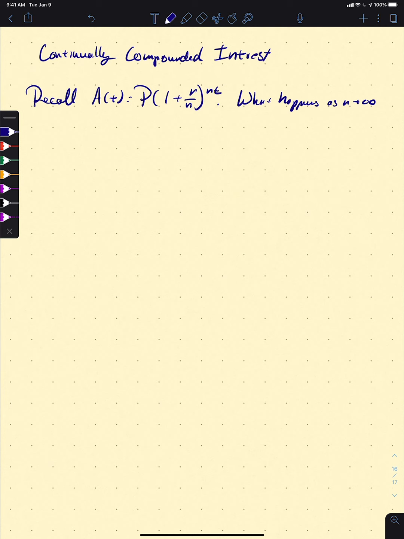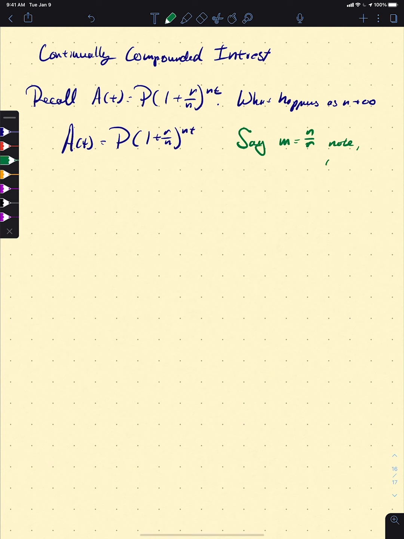We're always compounding, okay? So this is how we're going to do it. We're going to take our function, A of t is P times 1 plus r over n to the nt, and we're going to make a little clever substitution, okay? So let's say some variable m is equal to n over r. And note, as n goes to infinity, m is going to go to infinity, because my rate is fixed. So let's see what happens there.